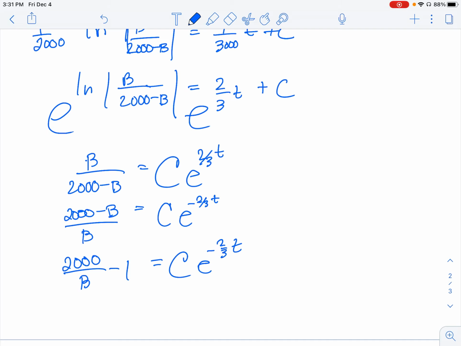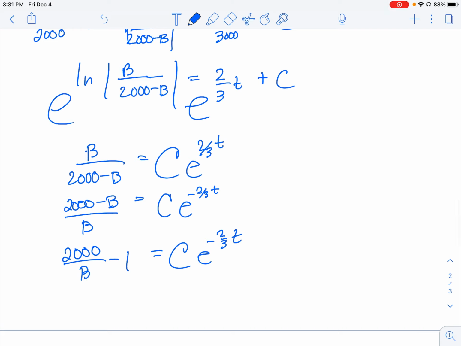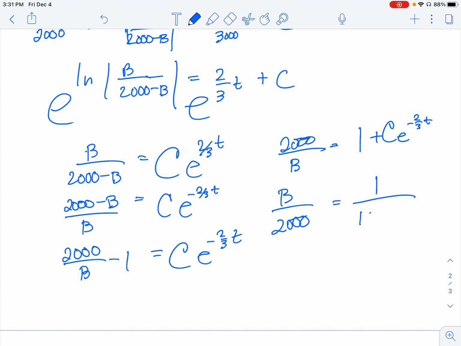All my goal is right now is to find what b of t is, even with that constant. So I get 2,000 over b is equal to 1 plus c e to the negative 2/3 t. And if I flip it again, b over 2,000 is going to be equal to 1 over 1 plus c e to the negative 2/3 t. So I know that b of t is equal to 2,000 over 1 plus c e to the negative 2/3 t.